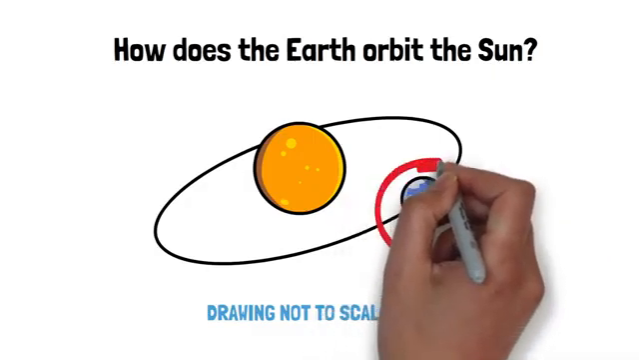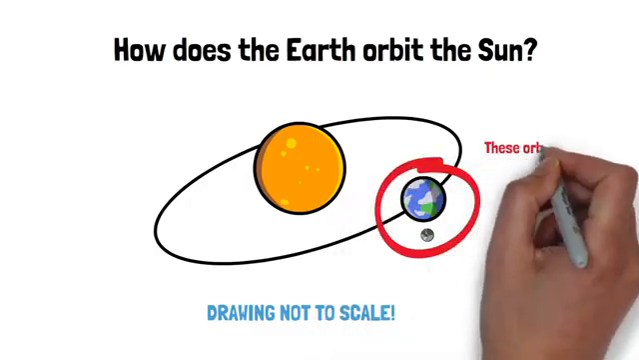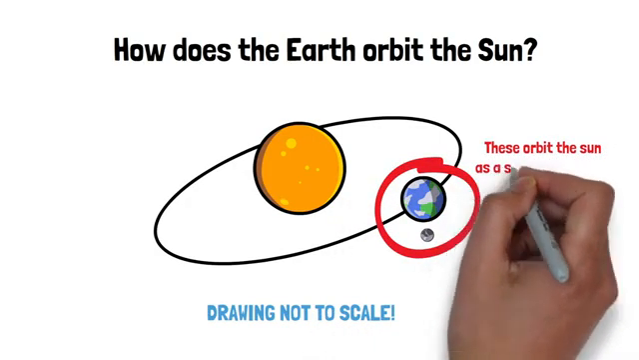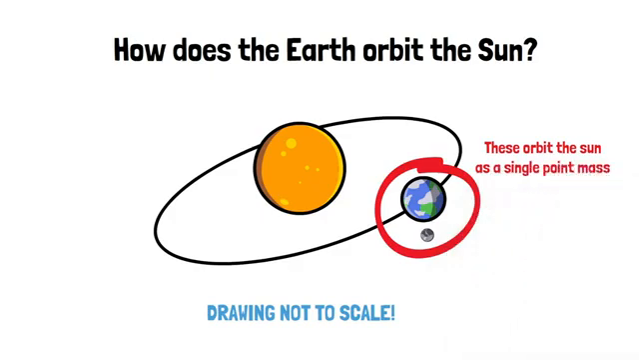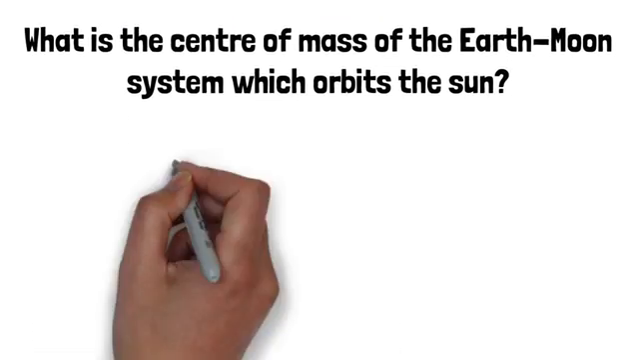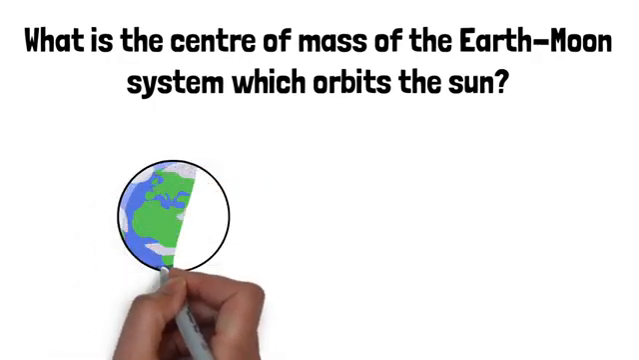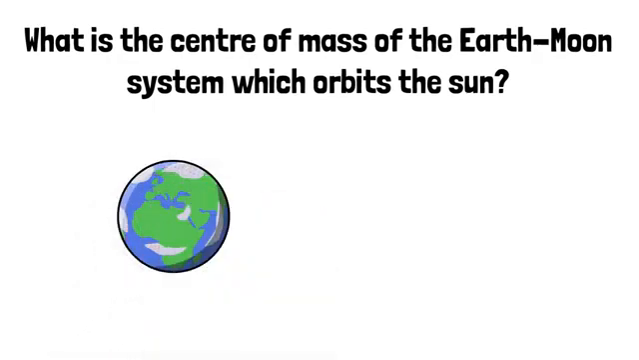However, in astronomical scales, the gravitational field of the Sun doesn't really differentiate between the Earth and the Moon, resulting in the two bodies acting as a single point mass orbiting the Sun. This begs the question, what is the center of mass of the Earth and Moon together orbiting the Sun? In order to answer this, we need to gather some information about the Earth and the Moon.